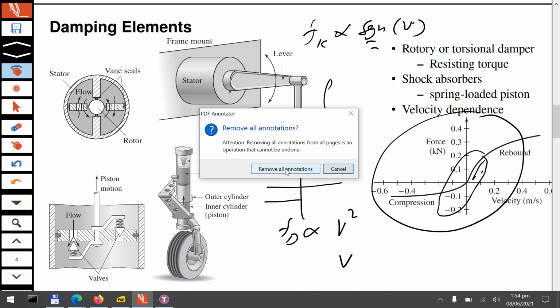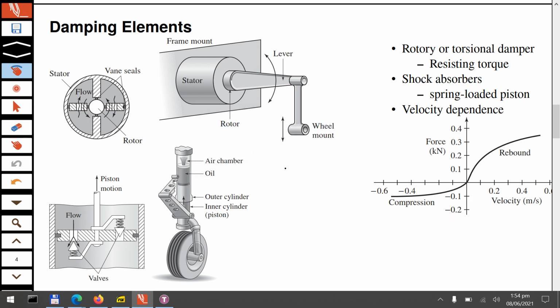Another thing which you need to notice in this slide is the rotary or torsional dampers. So damping is not just in translation. Here you see a body of liquid or fluid which experiences relative motion with some other rotating body like a wheel or any rotating body. Because of these holes through which the fluid can pass and rotate, you will have a resisting torque. So you can have damping force or damping torque depending on whether you have translation or rotation.